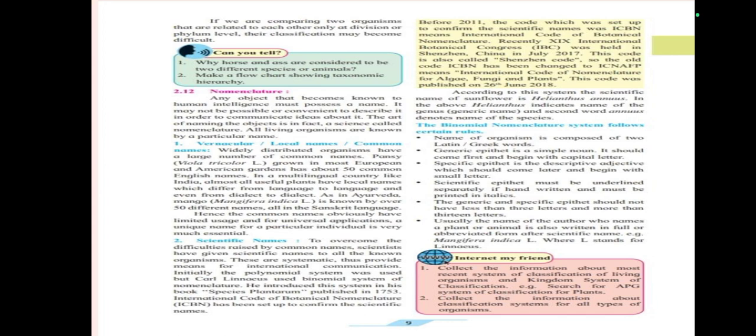The scientific name must be underlined separately if handwritten and must be printed in italics. The generic and specific epithets should not have less than 3 letters and more than 13 letters. Usually the name of the author who names a plant or animal is also written in full or abbreviated form after the scientific name. Example: Mangifera indica L, where L stands for Linnaeus.